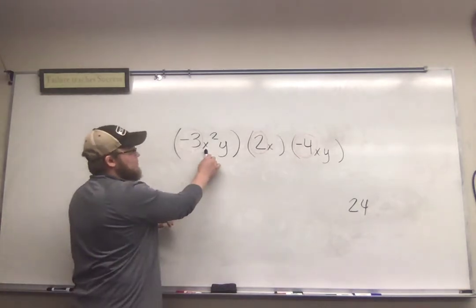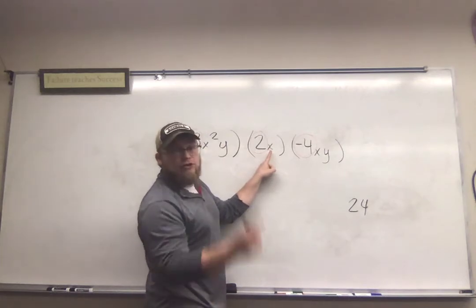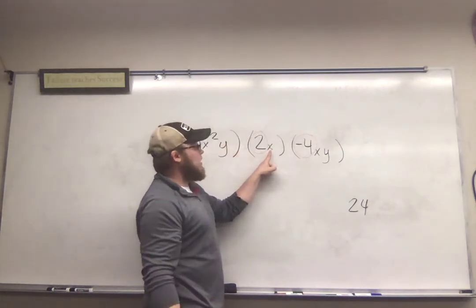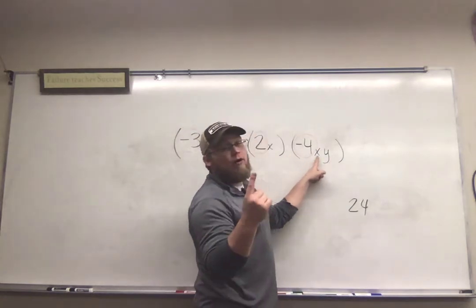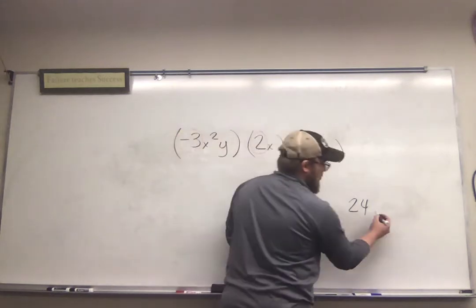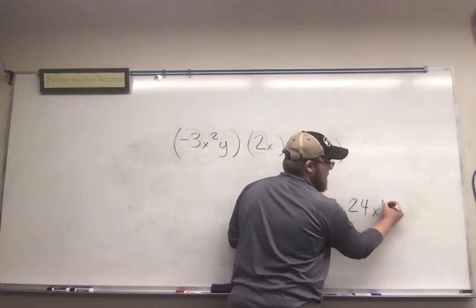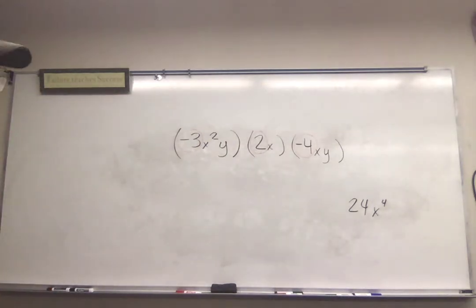So you have 2 of them right here. I'm going to add that to one more. 2 plus 1 is 3. And then I'm going to add that again to one more x. And 3 plus 1 is going to become 4. So my answer is going to get an x to the 4th power. And that's there, as you can see.